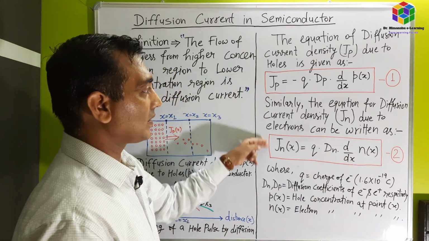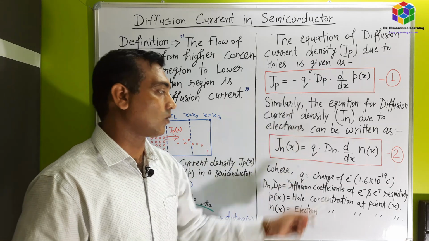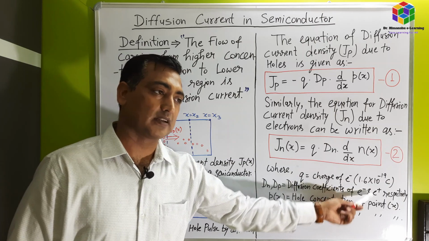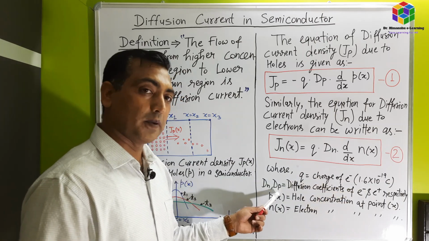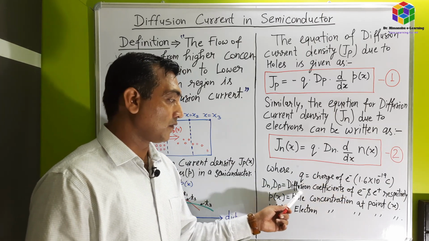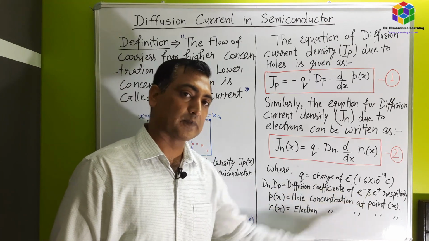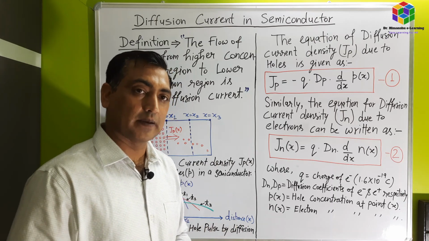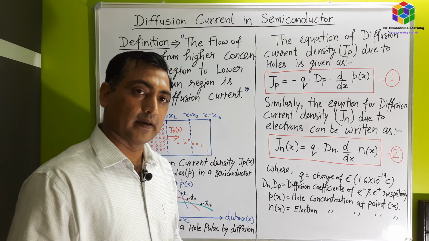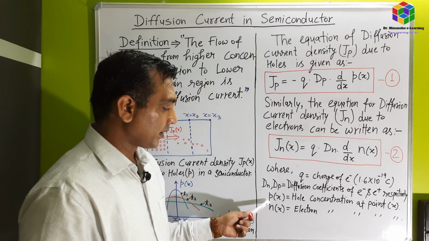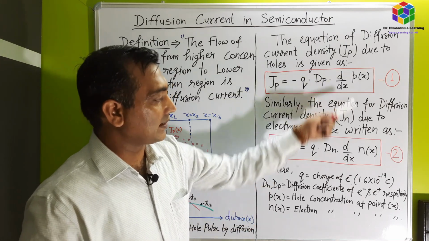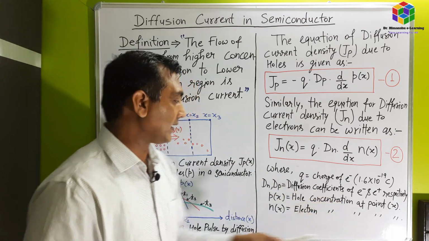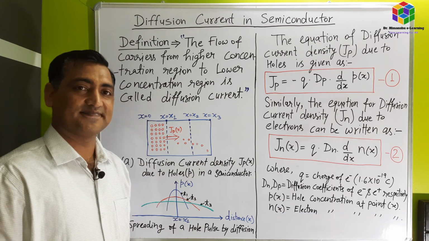Now explaining all these parameters which are included in equations number 1 and 2. Here q is the charge of electron, which is constant, 1.6 into 10 to the minus 19 coulomb. Dn and Dp are called diffusion coefficients of electrons and holes respectively. Dn and Dp are constant for various types of semiconductors like silicon, germanium and gallium arsenide. Now p(x) and n(x) are called hole concentration and electron concentration at point x inside the semiconductor.